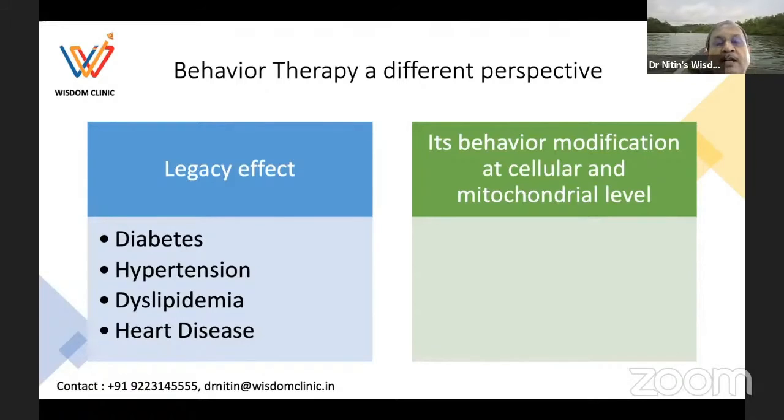This was always at the back of my mind, that legacy effect is nothing but behavioral modification at the cellular level, the mitochondrial level.